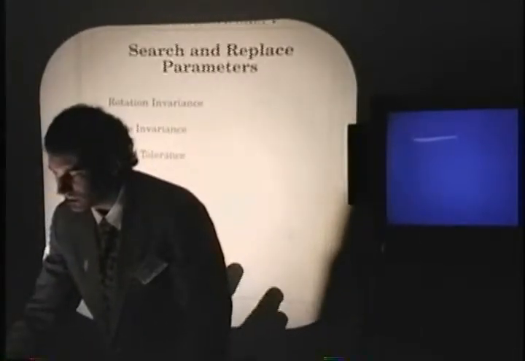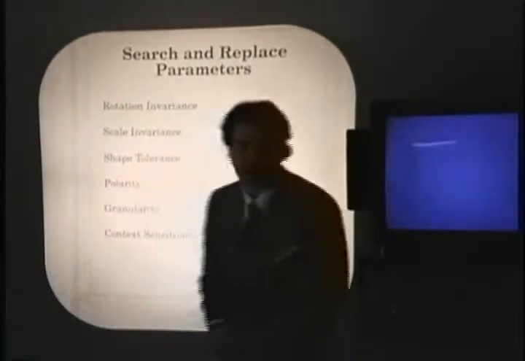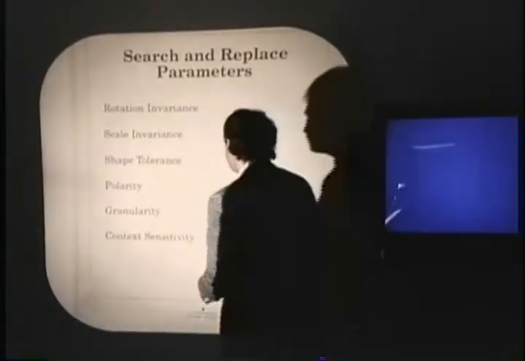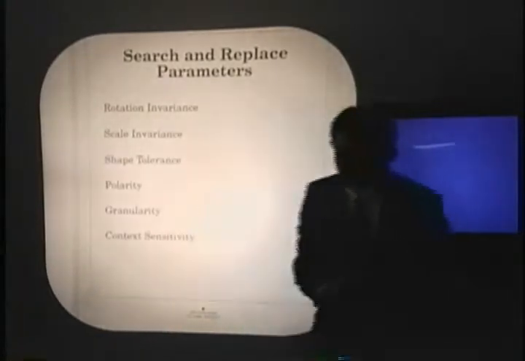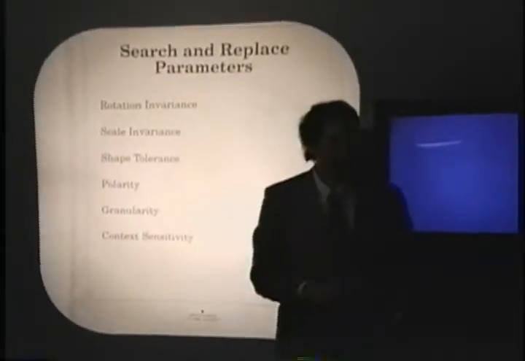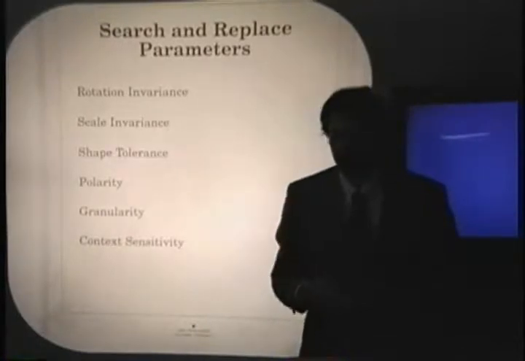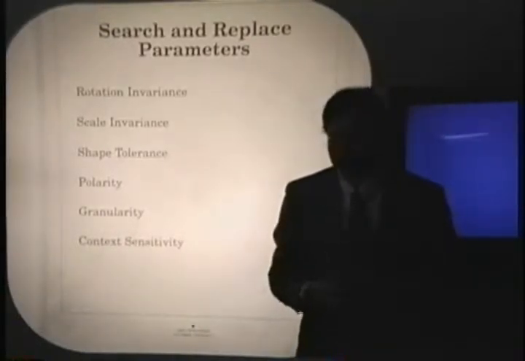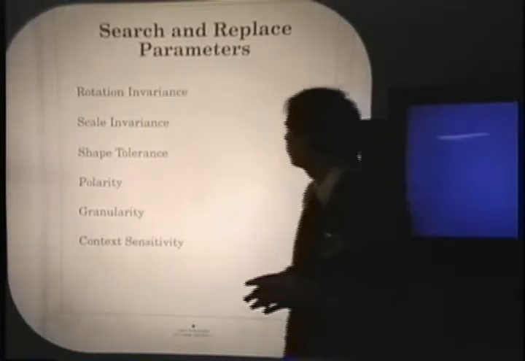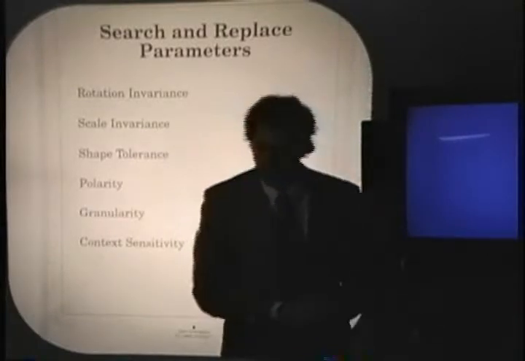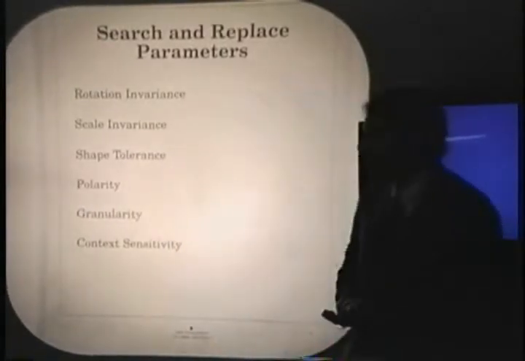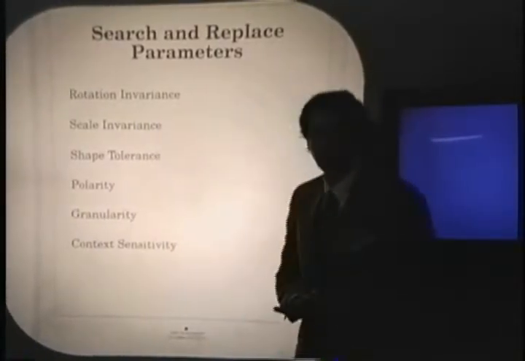So there are a number of additional search and replace parameters aside from rotation and scale invariance, which I just mentioned. There's the shape tolerance search parameter, which allows us to adjust how closely objects in the scene must match the object in the search pattern in order for it to be considered a perfect match. Also, there's the polarity option. When polarity is turned on, two objects must be drawn in the same direction in order for them to match.